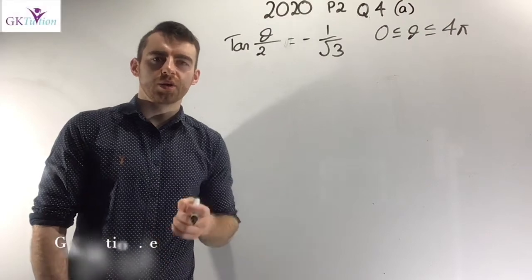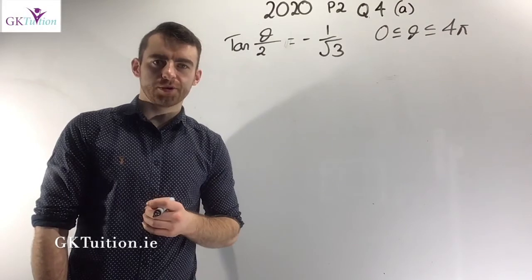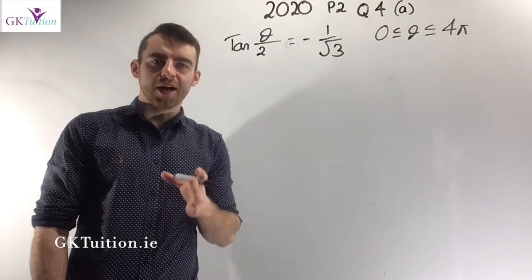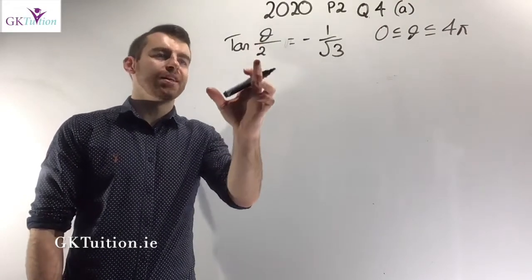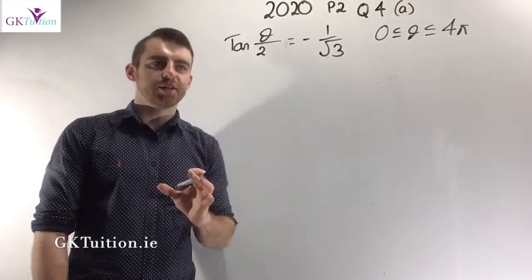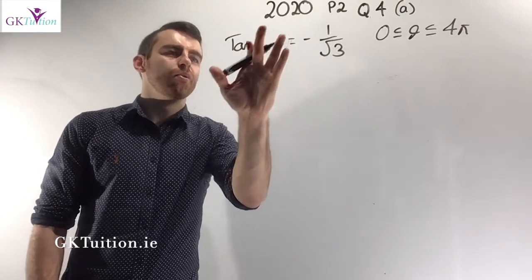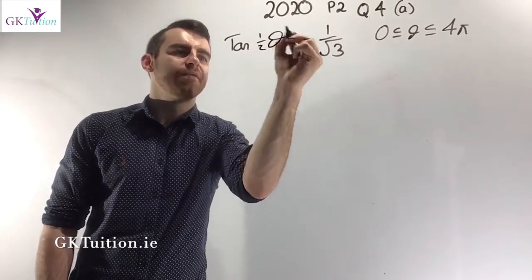Okay, in this tutorial we're looking at 2020 paper 2 question 4, which is based on trigonometry. We're asked to find the two values of theta for which tan theta over 2 is equal to minus 1 over root 3. The first thing that you should recognize is that if the question says theta over 2, the way that you should view it is it's a half theta.